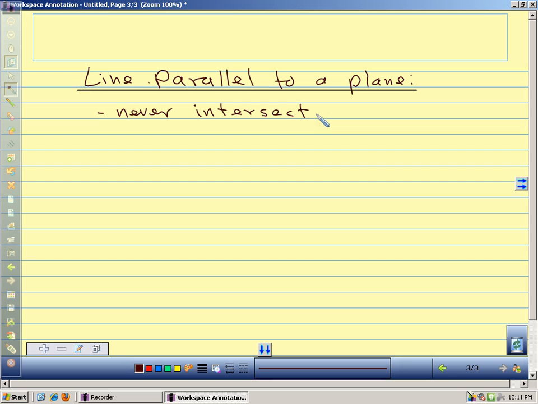So if my line out here above the plane is parallel to a line in the plane, that will make sure that my line is parallel to the plane. So that's how we guarantee that a line is parallel to a plane: when the line is parallel to a line in the plane.